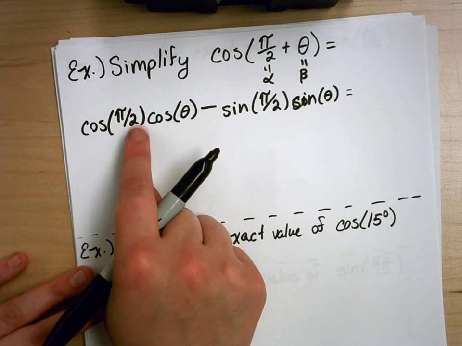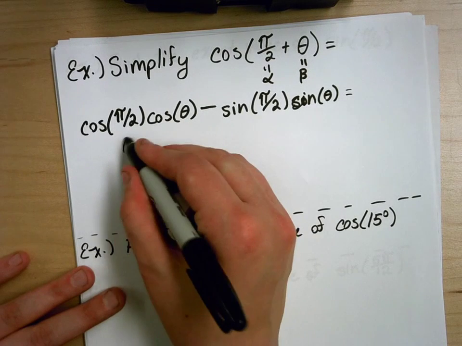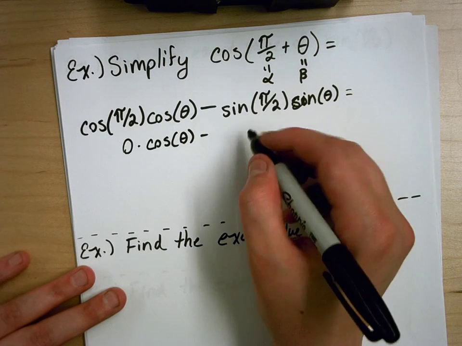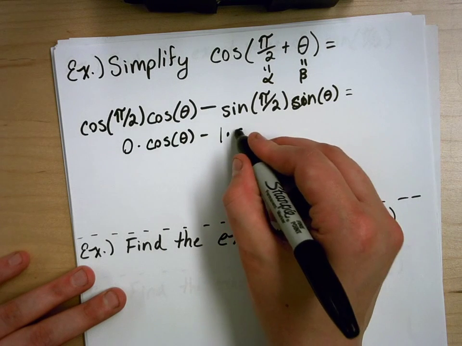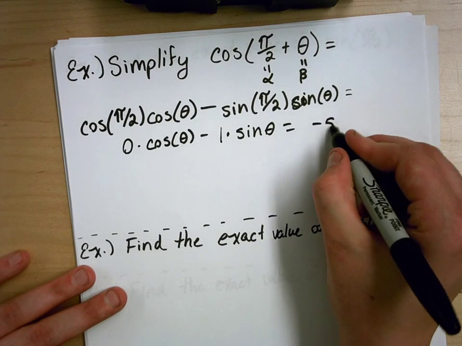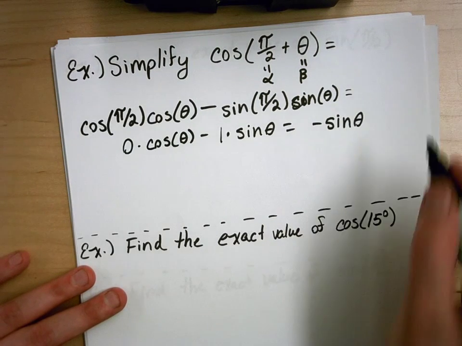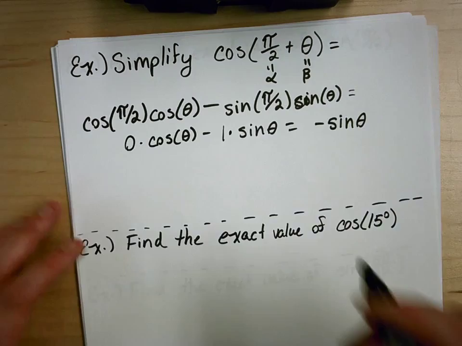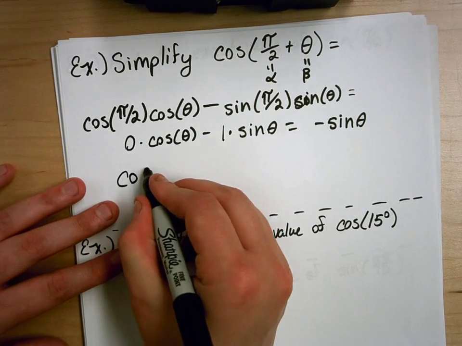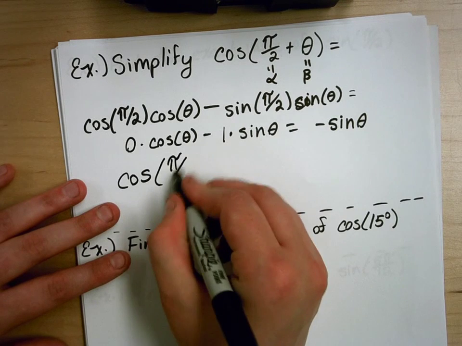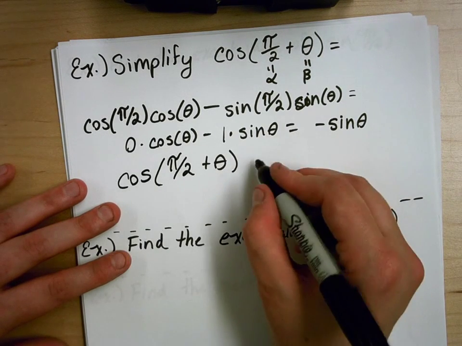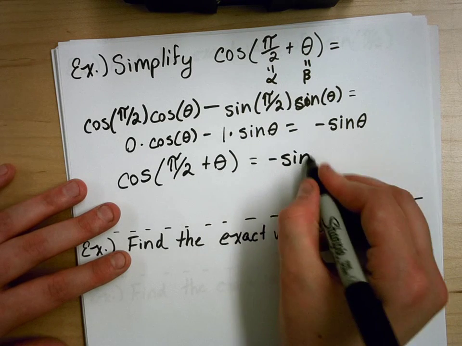Since cosine of pi over 2 is 0, that's 0 times cosine of theta, minus sine of pi over 2, which is 1, times sine of theta. So we get negative sine of theta. Now again we have a neat little formula, theorem, or identity. I think it's an identity. Cosine of pi over 2 plus theta is equal to negative sine of theta.